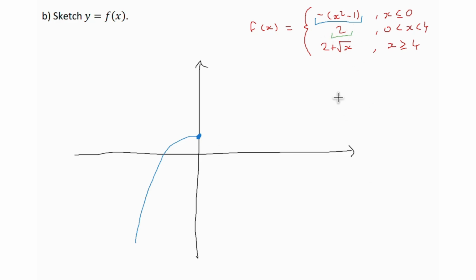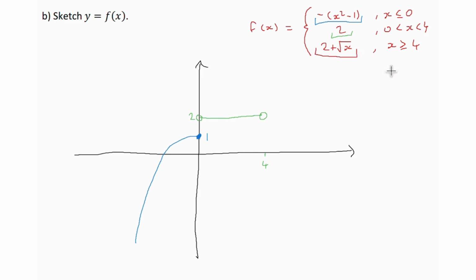Now we have y is equal to 2. Probably label that value there as 1. Y is equal to 2 between 0 and 4. So between 0 and 4, it's just equal to 2. So we're going to now have a horizontal line. Doesn't include 0, doesn't include 4. That point there is 4, and that is a height of 2.